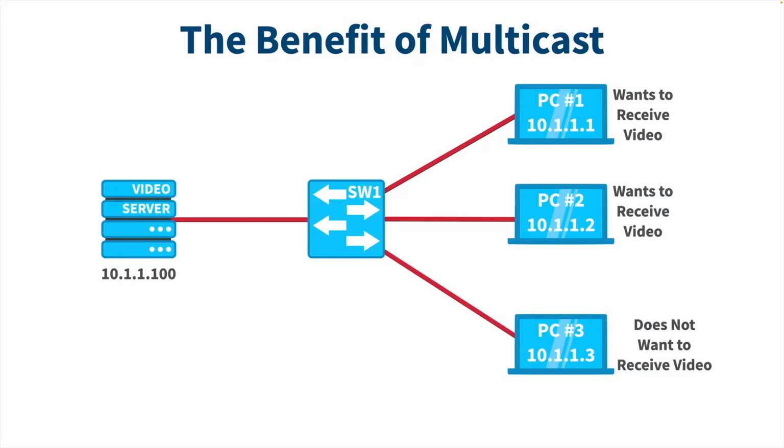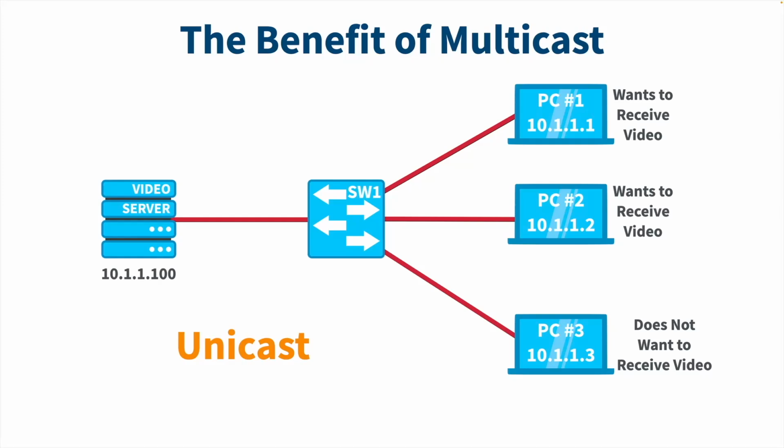And just for simplicity, let's imagine we have 3 PCs, but it might be 300 PCs. 2 of those PCs want to tune in and receive that video stream. PC 3, that person is busy, they'll catch the replay, they do not want to receive the stream. Well, the question is, how can I send traffic from the video server just to those recipients that want to receive the video? Well, one option is to use unicast.